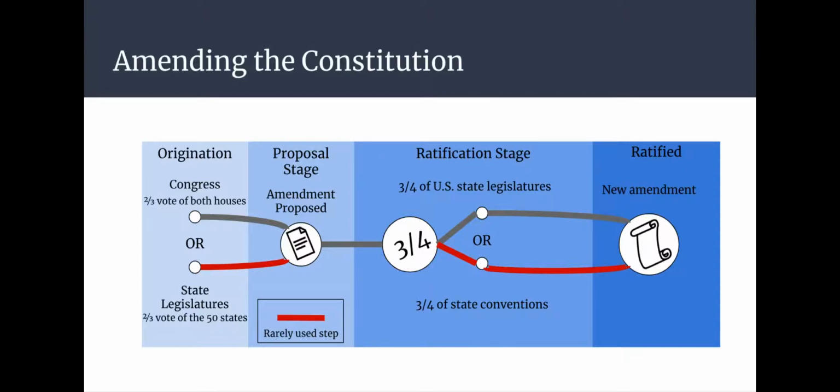The red represents the rarely used step, where you have 2/3 of the state legislatures propose the amendment, and you have 3/4 of the state conventions ratify it. But after it's proposed, after 3/4 of the state legislatures or the state conventions ratify it, and the amendment is ratified, then it becomes an actual amendment, a part of the Constitution.